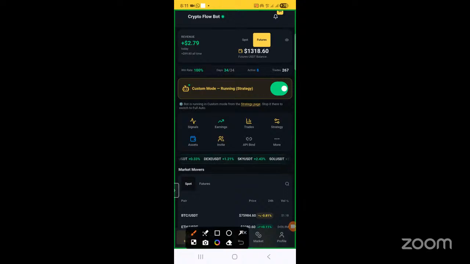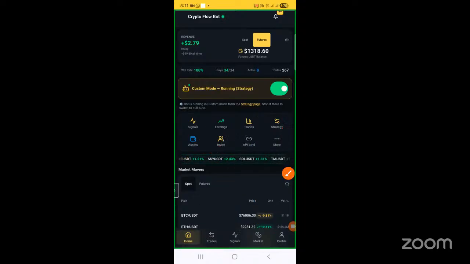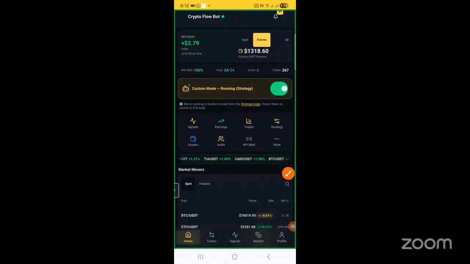Today the market has been ranging. It has not been going up and it has not been going down. What do I mean by a ranging market? A ranging market is one that is not going up, making higher highs and higher lows, nor going down, making lower lows and lower highs. It is just ranging between support and resistance. Today the market has been like that.